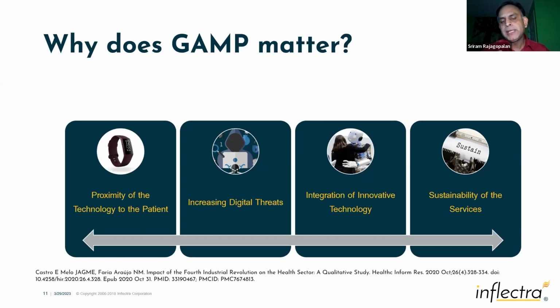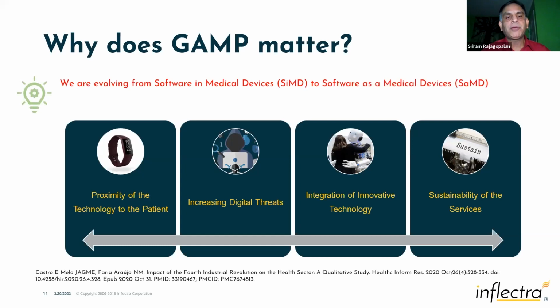So GAMP truly matters over here, primarily because we are entering a phase where we are moving from software in medical devices to software as a medical device. That's a fundamental difference. Previously, we used to put in a calculator information like your height and your age, and whatever these things are, and your BMI is so much. Great. Now we are actually creating software that is introducing a number of behavioral modifications.